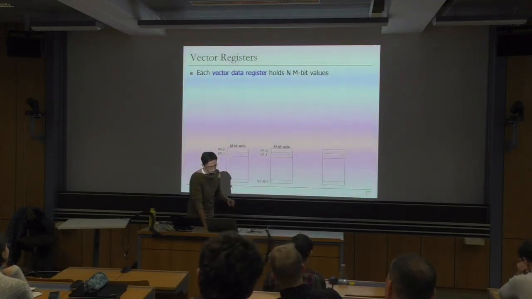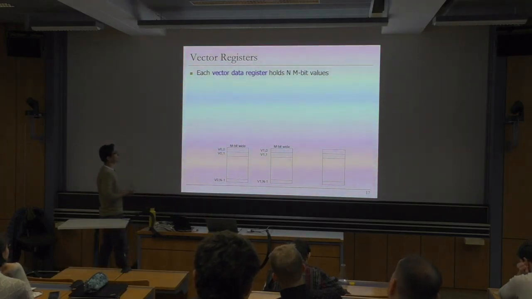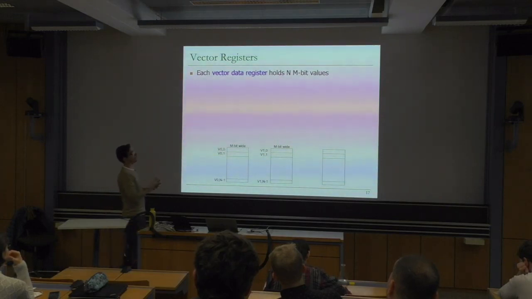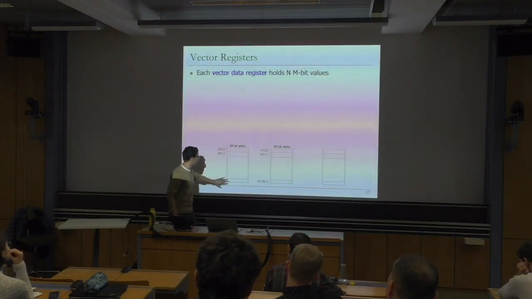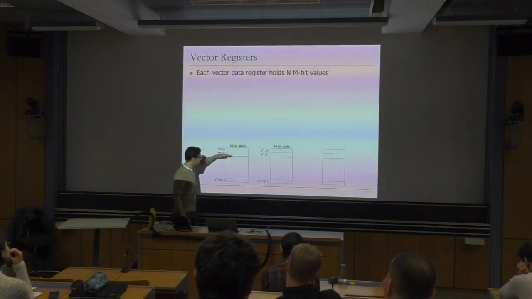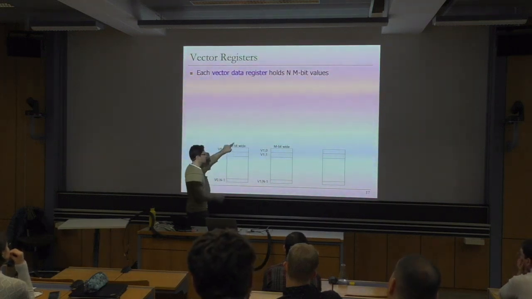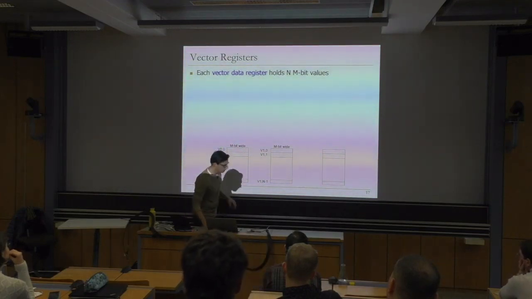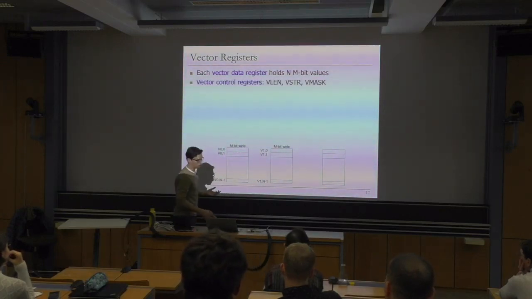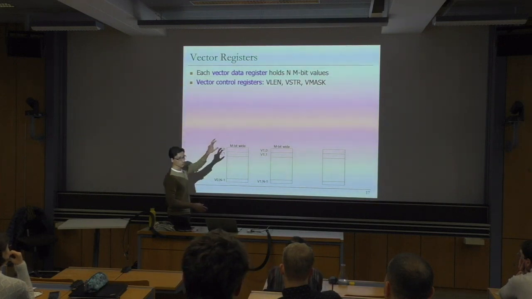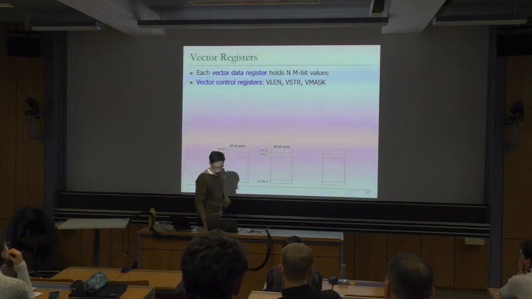Okay, good. So we have already talked about the vector registers. Each vector register is going to be able to hold n elements, and the size of these elements is n bits. Okay, so this is one of our vector registers, and in this case we have 3 different vector registers. Then we also have the vector control registers. We have already talked about 2 of them, vector length and vector stride. But there is a third one, which is super important as well, the vector mask.